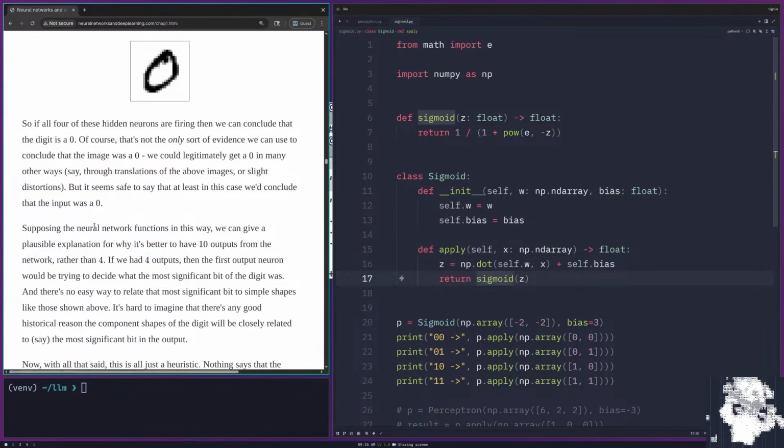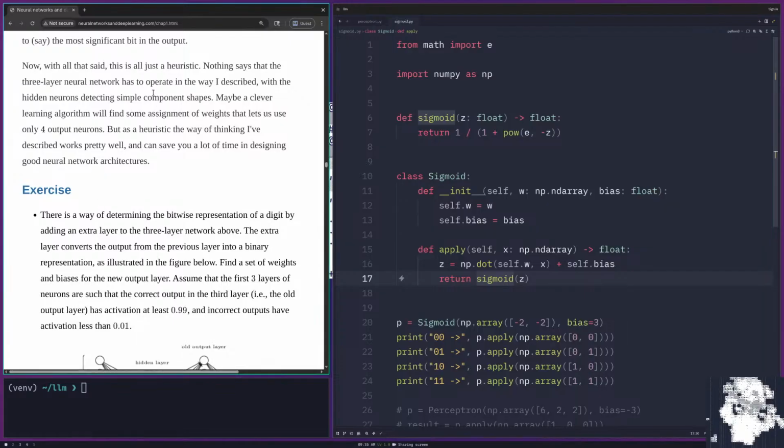Supposing the neural network functions in this way, we can give a plausible explanation for why it's better to have 10 outputs from the network rather than 4. If we had 4 outputs, then the first output neuron would be trying to decide what the most significant bit of the digit was, and there's no easy way to relate that most significant bit to simple shapes like those shown above. It's hard to imagine that there's any good historical reason the component shapes of the digit will be closely related to, say, the most significant bit in the output.